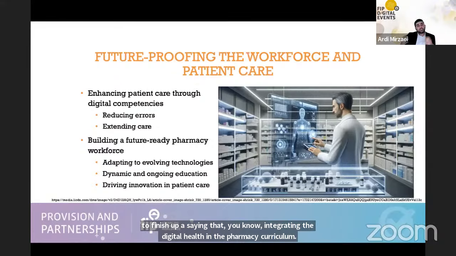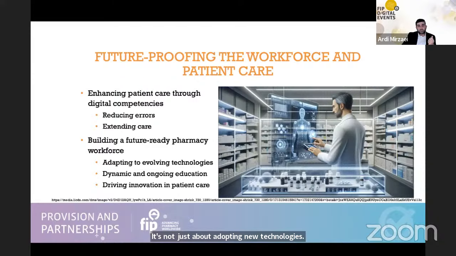We're not here just to sit there and use a mobile phone. It is about building a future-ready workforce. As digital health solutions continue to evolve, pharmacists must be agile learners. We have to have this continuous state of learning and therefore be capable of adapting new tools and practices.